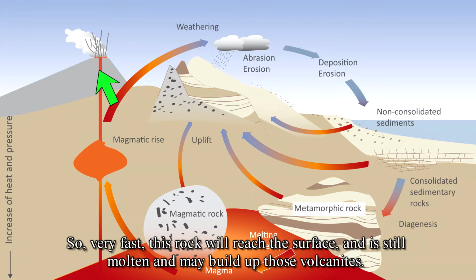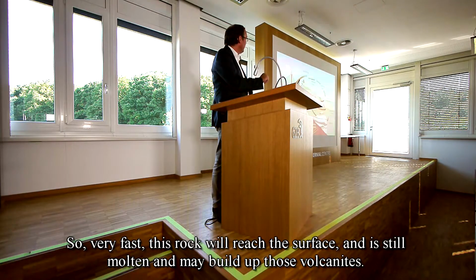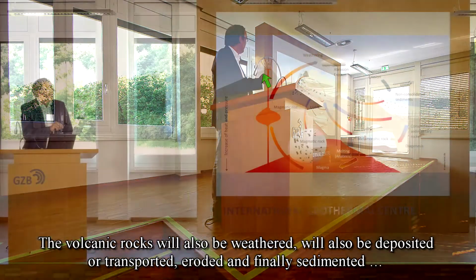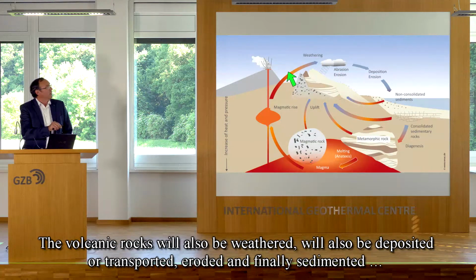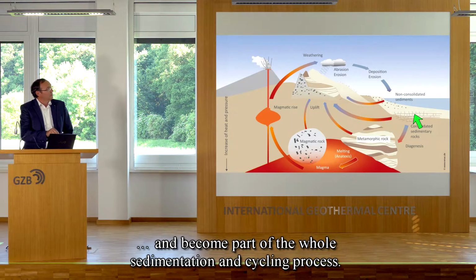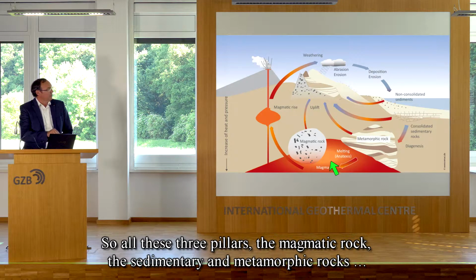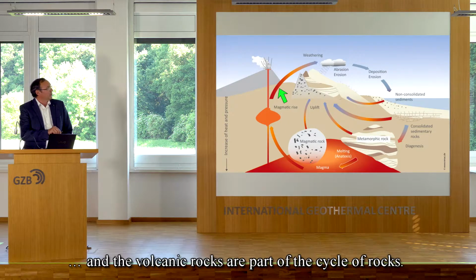So very fast, these rocks will reach the surface while still molten and may build up those volcanites, and the volcanic rocks, being weathered, will also be eroded, transported, deposited, and finally sedimented and become part of the whole sedimentation and cyclic rock process. So all these three pillars, the magmatic rock, the sedimentary and metamorphic rocks, and the volcanic rocks, are part of the cycle of rocks.